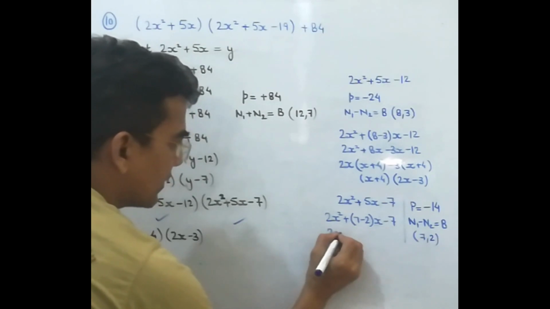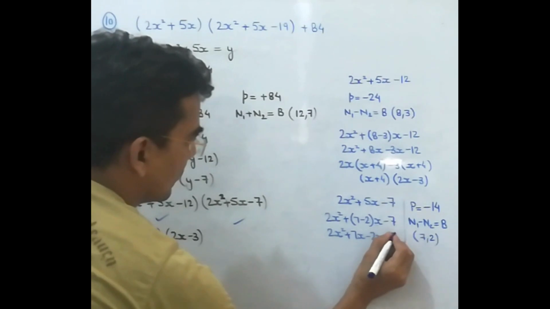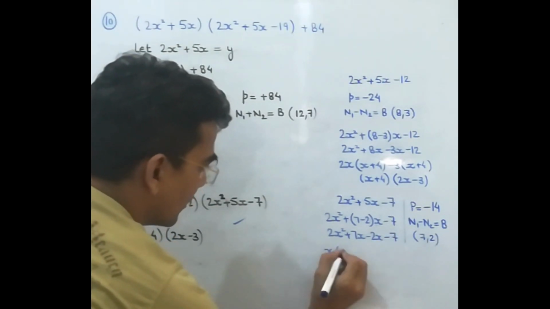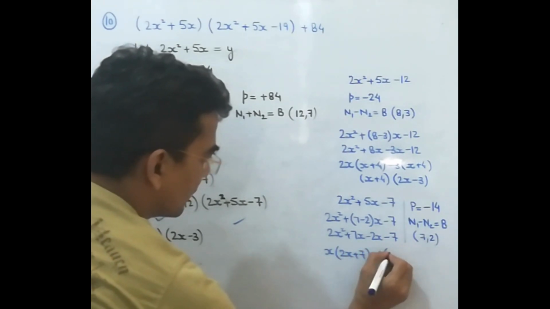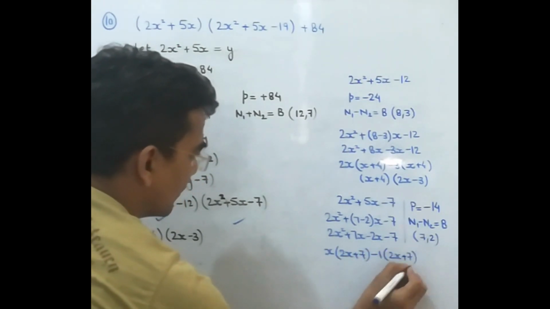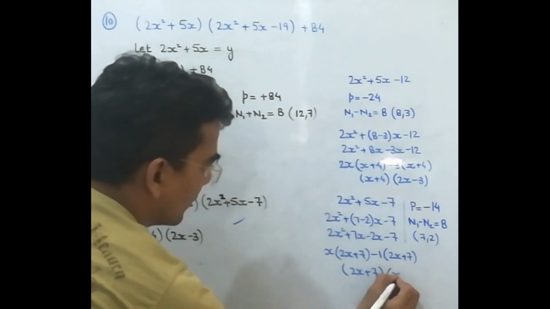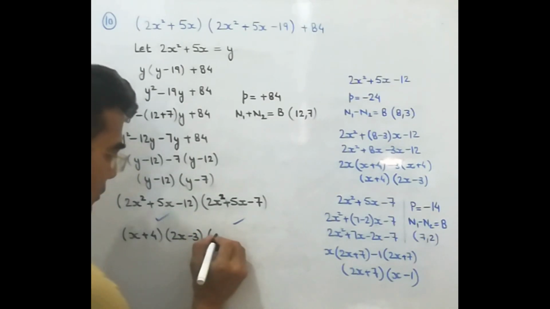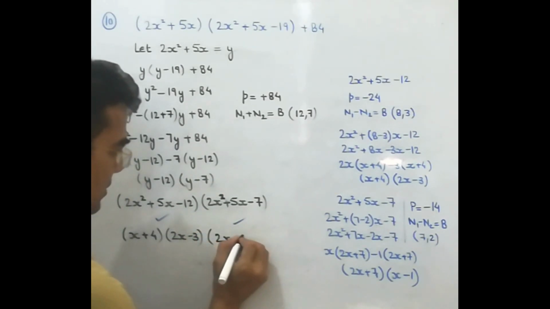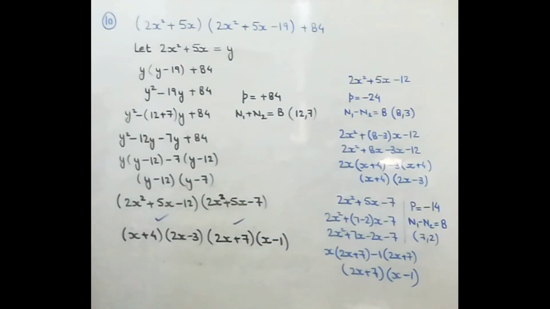So let's open the bracket to factorize it. This is the factorization for the second part. So you can write 2x plus 7 into x minus 1. So this will be the result.